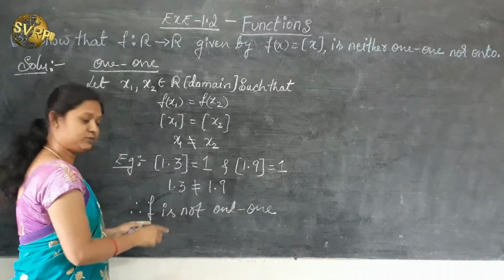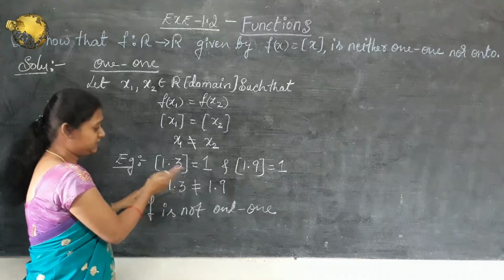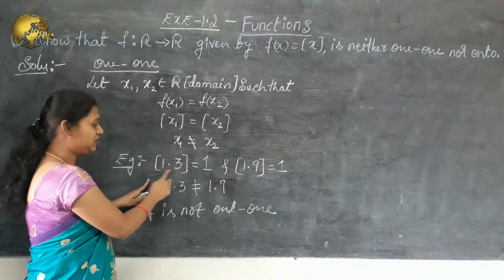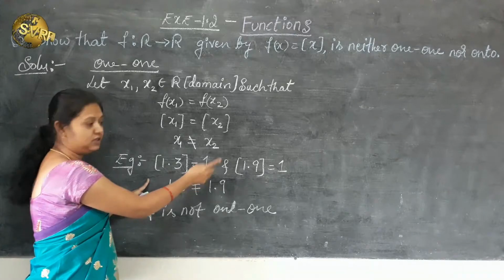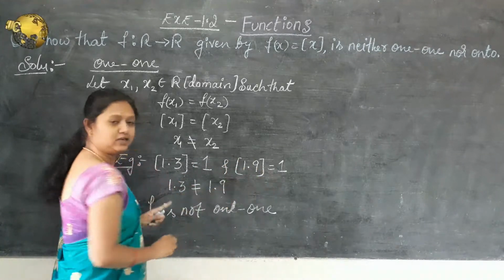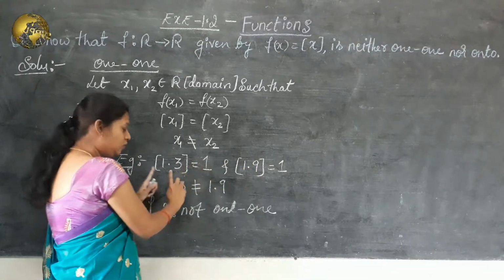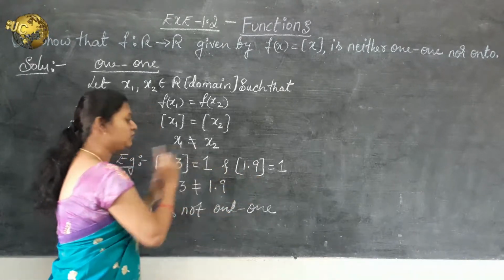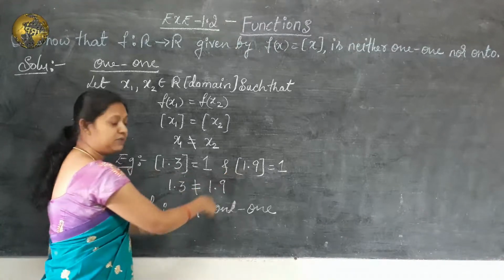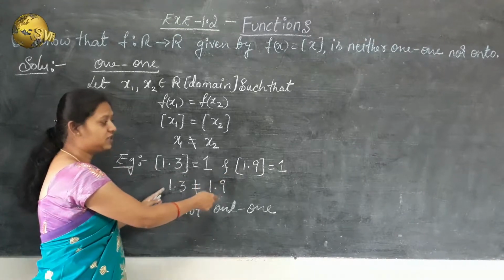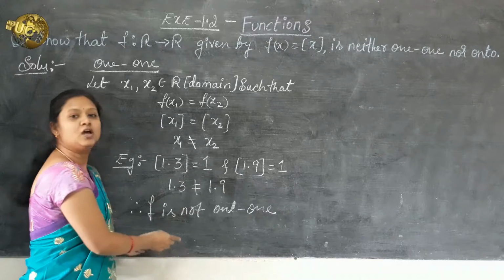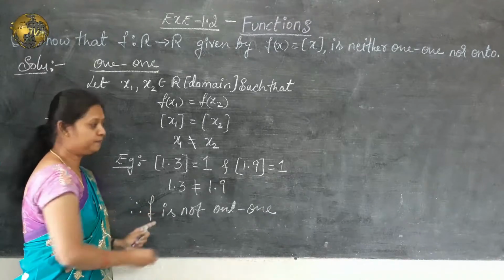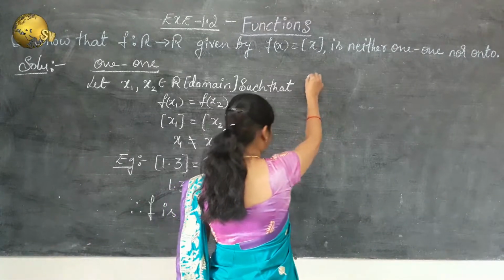Okay? So I would like to explain once again. Let us consider the example. The greatest integer value of 1.3 is 1. The greatest integer value of 1.9 is also 1. So what does it show? The elements 1.3 and 1.9 have only one image, but they are not equal to each other. So it's a many-to-one function. It is not a one-one function. Okay? So let us go to the next step.